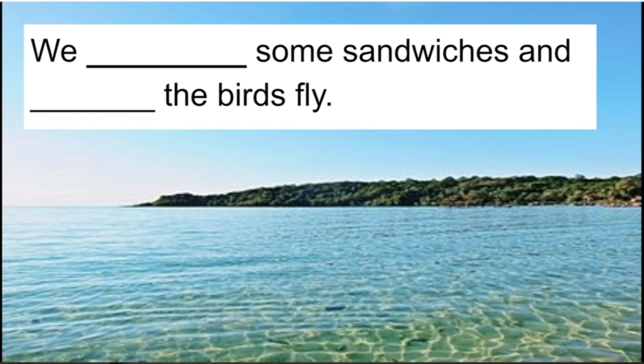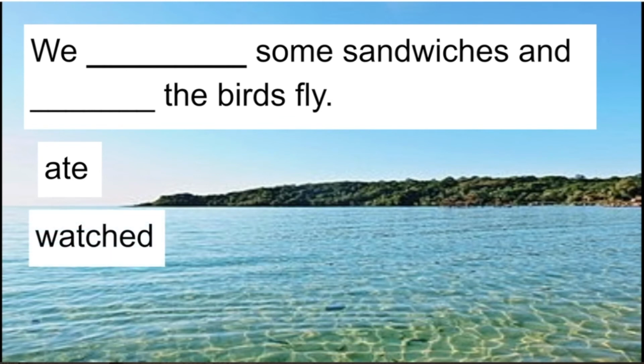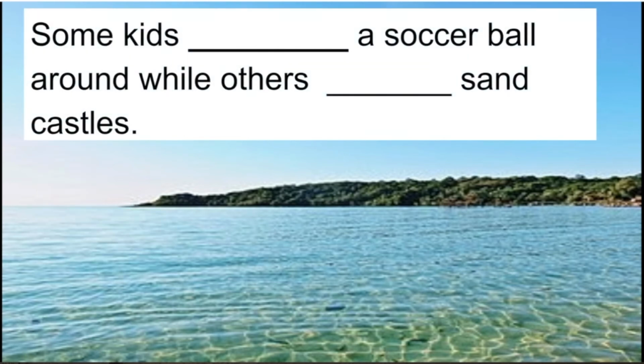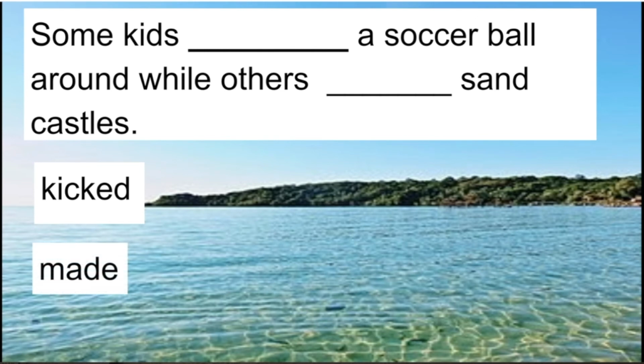What do you do with sandwiches? You eat sandwiches, right? What's the past tense of eat? Ate. We ate some sandwiches and watched the birds fly. Notice the pronunciation here. After ch, it's t. Watched. Sounds like a T sound. Some kids, what do they do with a soccer ball? Kicked. Again, the k, t. Kicked a soccer ball around while others made sandcastles.